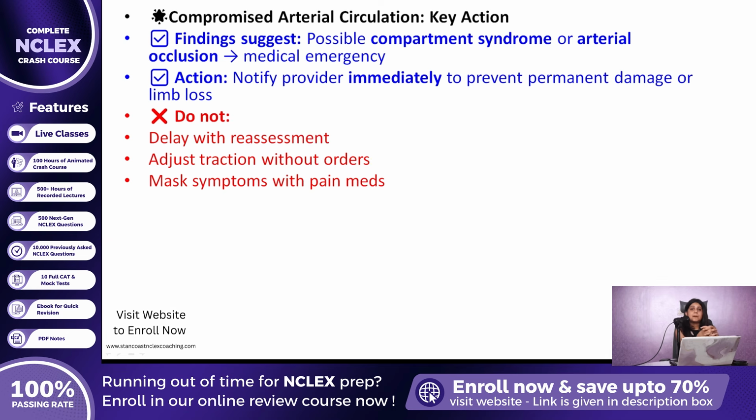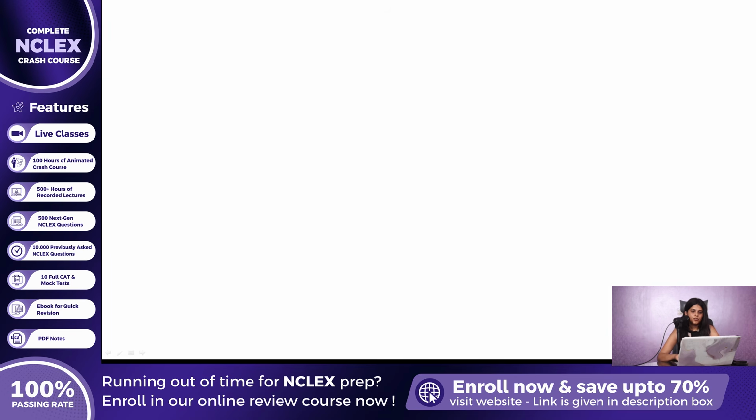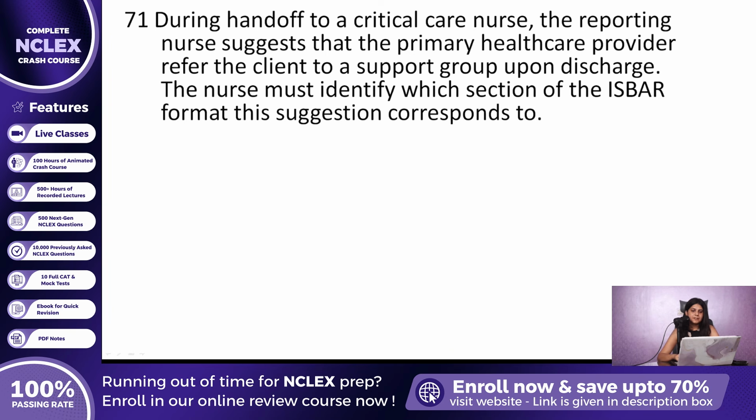The key point is that prompt recognition of the 6 Ps, pain, pallor, pulselessness, paresthesia, paralysis, and poikilothermia, demands immediate escalation. Question 71. Let's look at this scenario. During handoff to a critical care nurse, the reporting nurse suggests that the primary healthcare provider refer the client to a support group upon discharge. The nurse must identify which section of the ISBAR format this suggestion corresponds to.